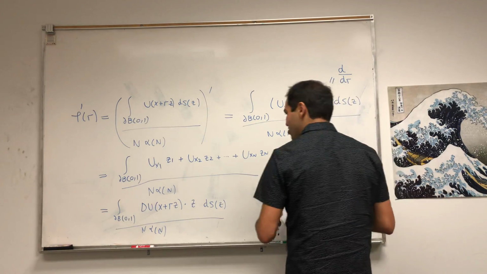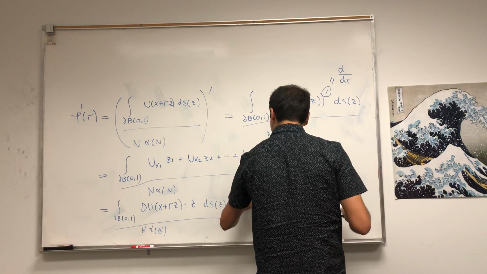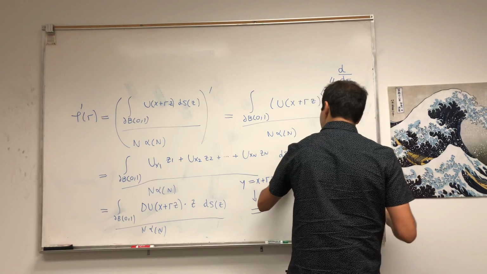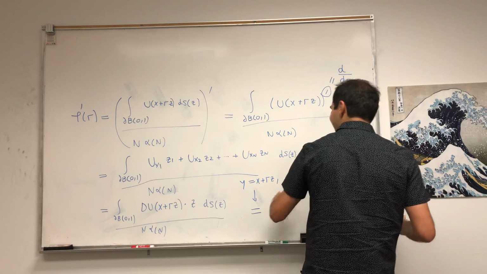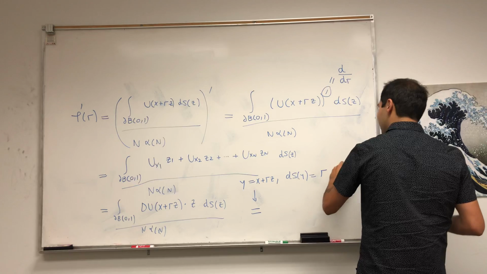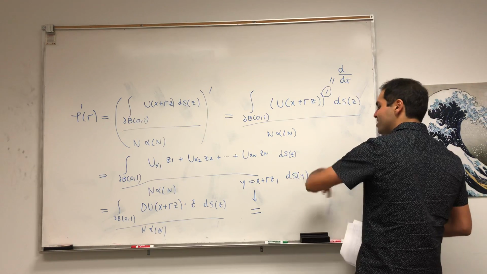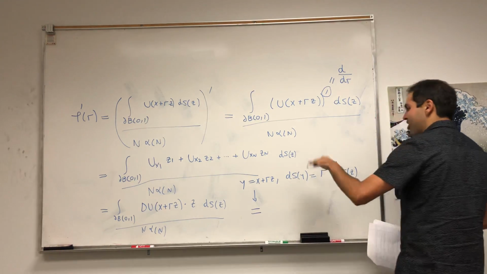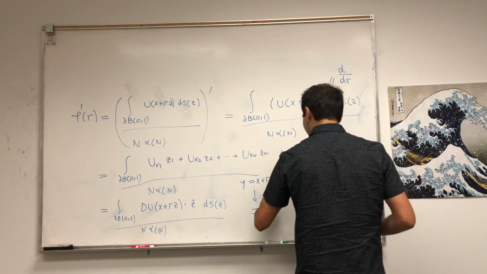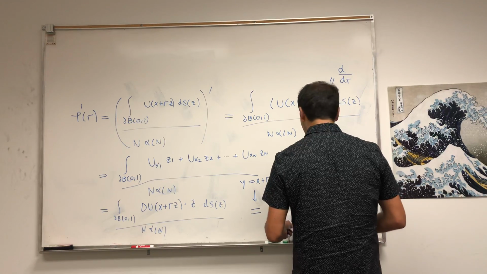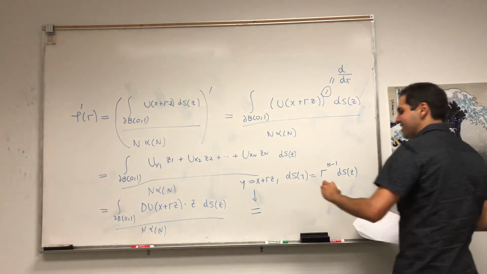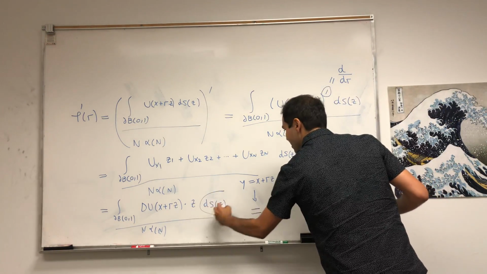So now, let's just use again another substitution. Let y be x plus rz, then ds of y, again by the same Jacobian trick, becomes r ds of z. But because we're dealing with this n minus 1 dimensional object, we have to do this n minus 1 times. So we get another factor of, so not only that, ds of y is r to the n minus 1 ds of z, and we want ds of z.